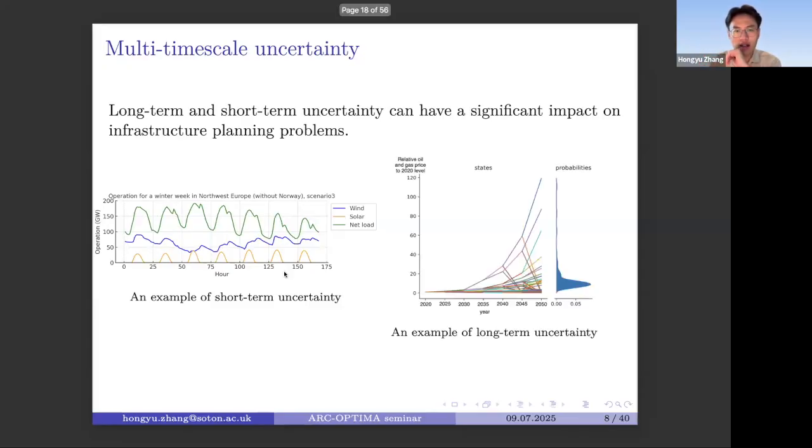And on the other hand, like I said, we have uncertainty that reveals in the longer term. One example is this oil and gas price uncertainty. Actually, this is one of the scenario trees we use in our case study. And as you can see, the uncertainty reveals every 5 years.